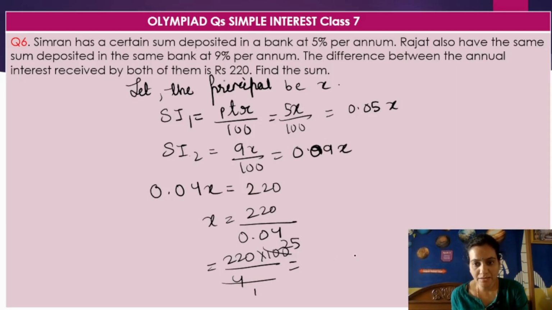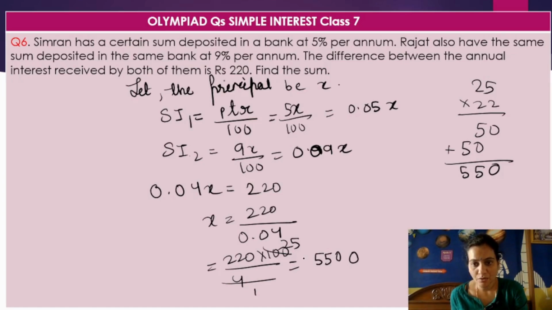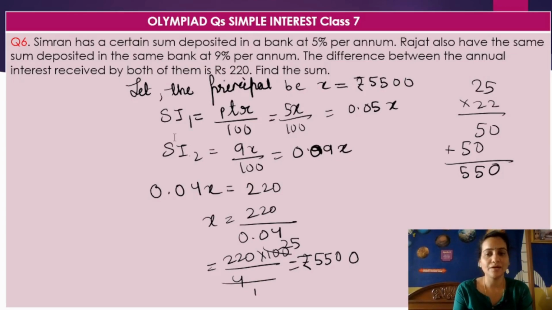So this ending 0, I will give it as it is. Then I will multiply 25 with 22. So it will be 50, another 50. If you add it up, it will become 550. So I put this here, 550, and the 0, so 5,500. That is the sum, the principal which has been invested at different rates of interest, where the difference between the two interests is rupees 220. So I'm writing it here. That principal amount is rupees 5,500.